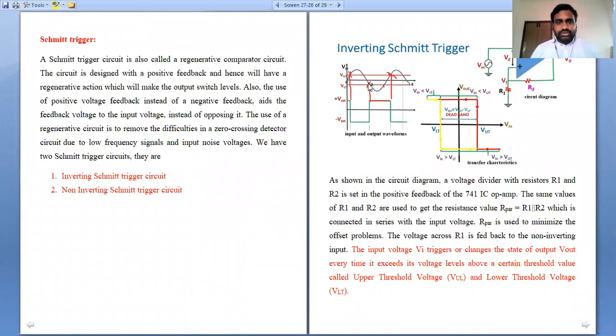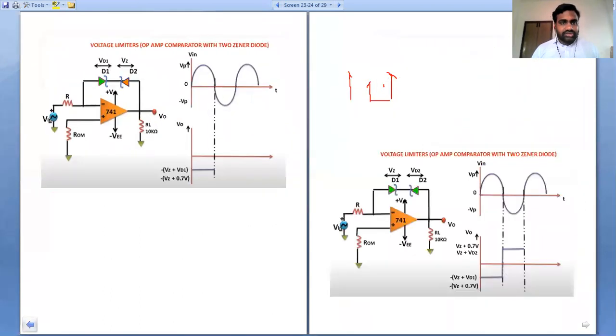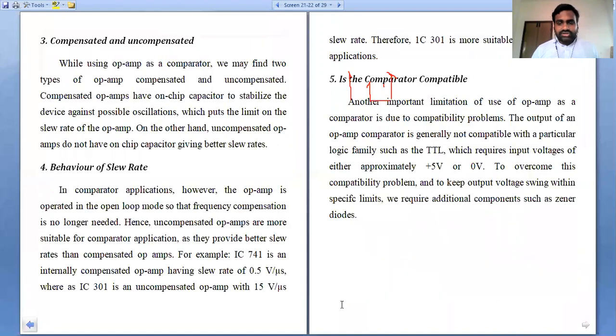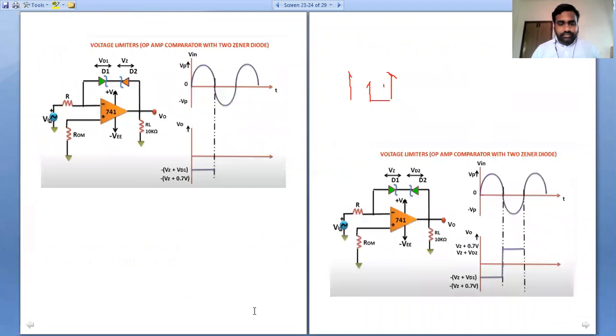Okay, so in the morning session, many people raised doubts regarding the discussion of the voltage limiter, how the voltage limiter is going to conduct and so on. If you have any doubts in today's session, just post them in the chat box. Some people raised a doubt regarding the morning session, that is, the voltage limiter with two Zener diode application.